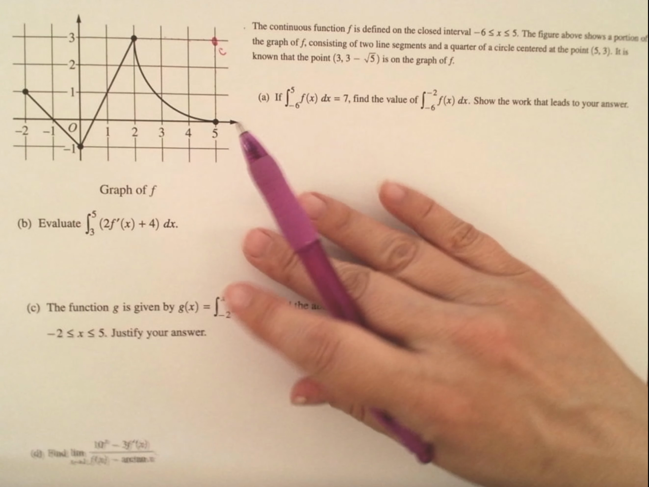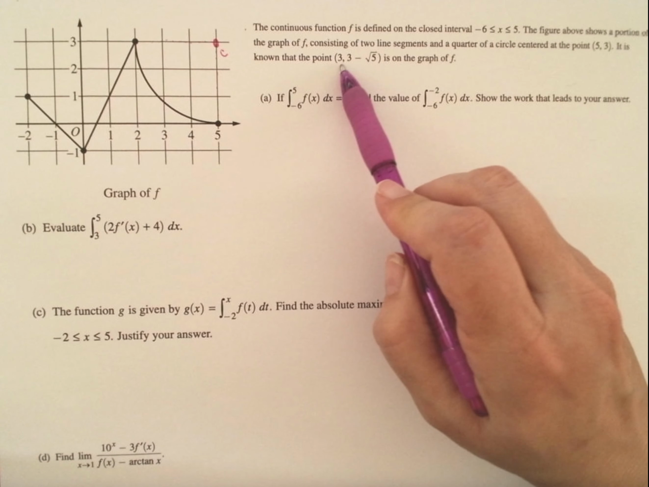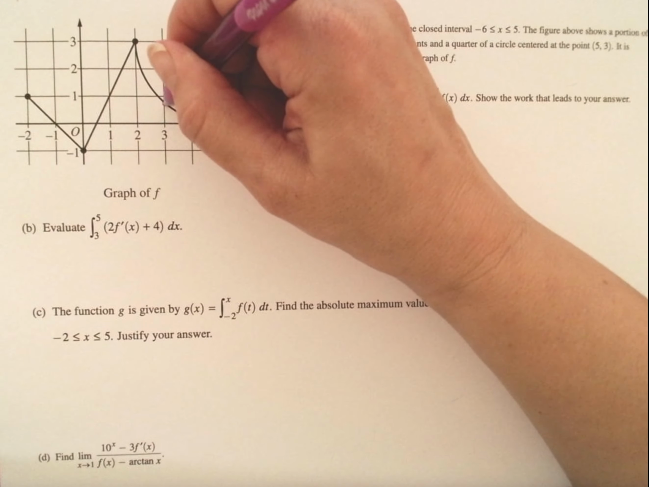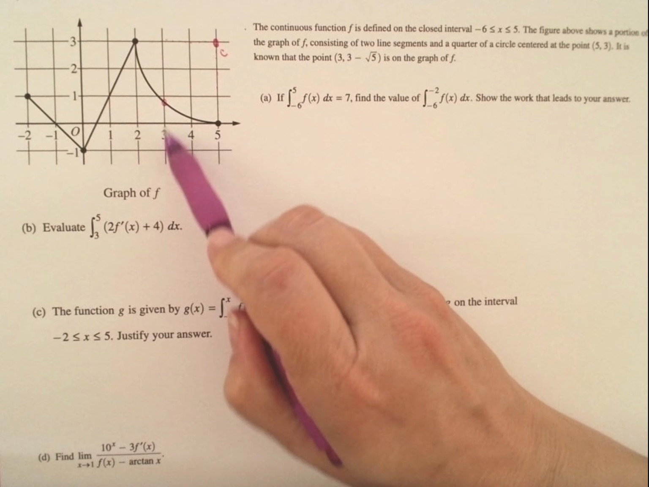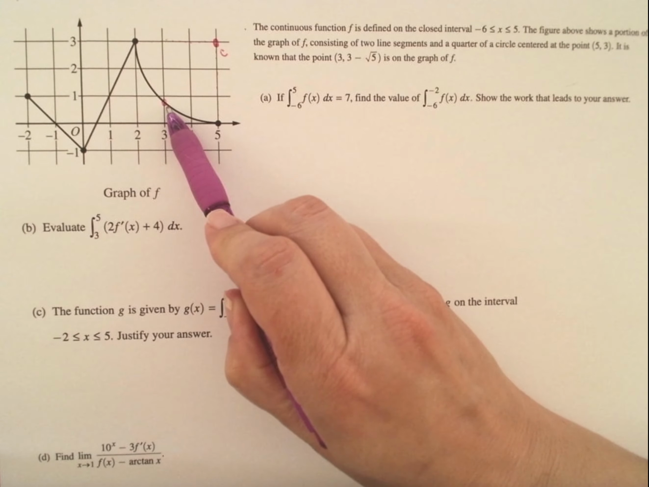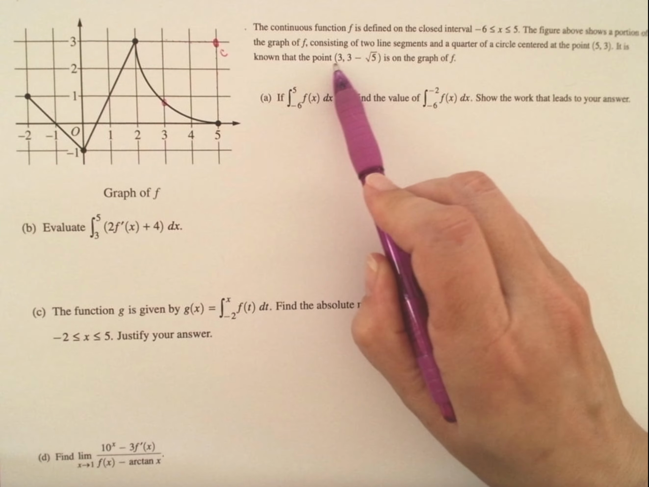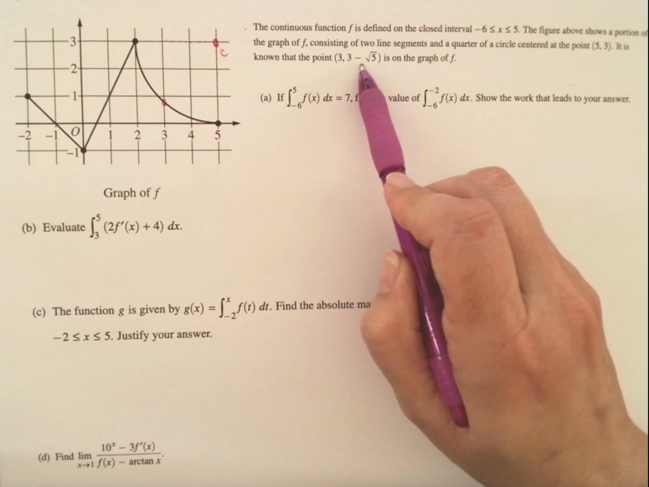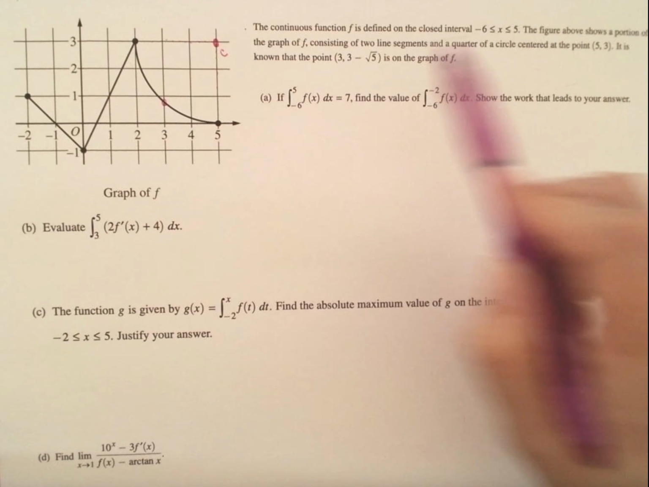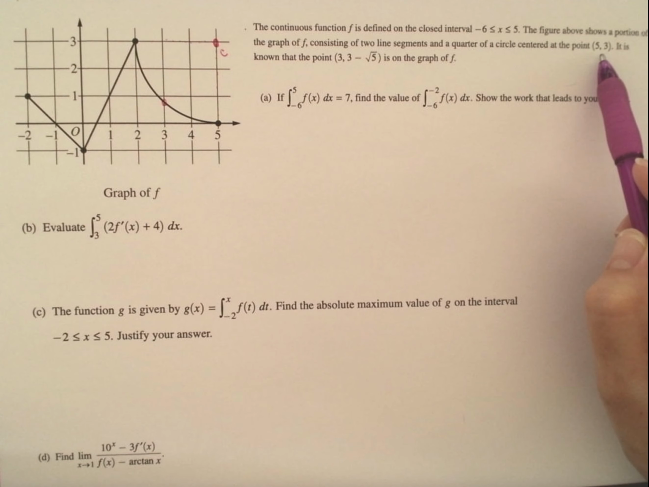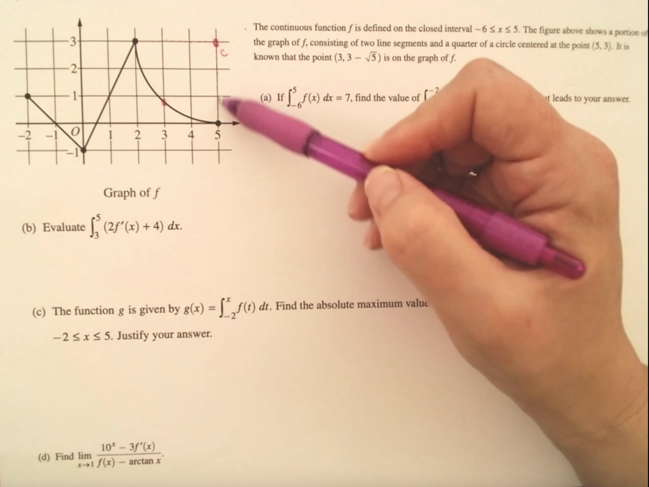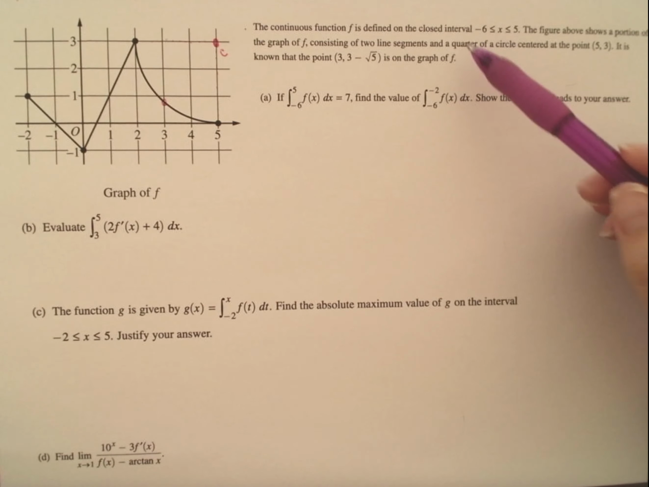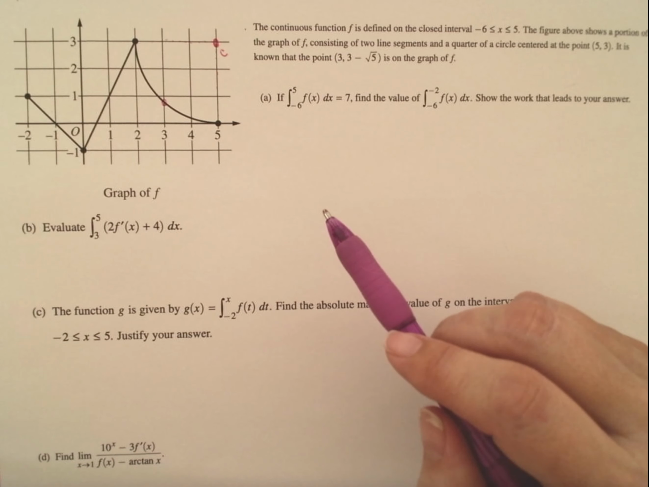It's also known for some reason that the point (3, 3 minus radical 5) is on the graph of f. So that's this point right here. For some reason, they're telling you that y coordinate is 3 minus the square root of 5. Now that sounds to me like kind of an initial value kind of thing. Somewhere along the line, we're going to have that information. Now the point (5, 3) really is only to point out to you that the radius of this circle is 3. So my guess is we're going to have to find an area of that quarter circle somewhere. All right, so let's go ahead and start reading the questions.